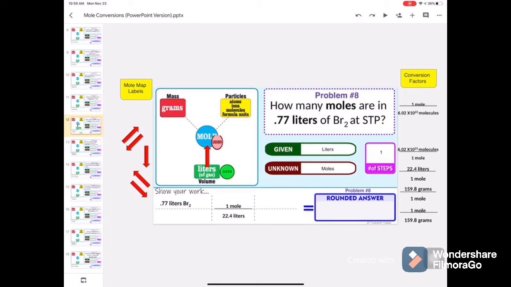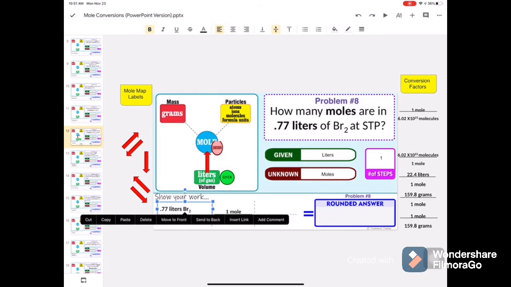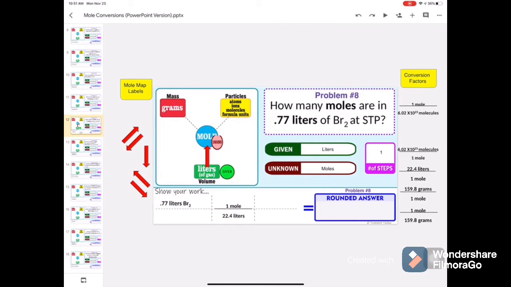If I could bring my pen up, I would slash that liter out so you could see what I've done. I chose the conversion factor, 1 mole equals 22.4 liters of every gas, and I dragged it down so I had liters on the bottom to cancel the liters I was given. There's nothing special about 0.77.